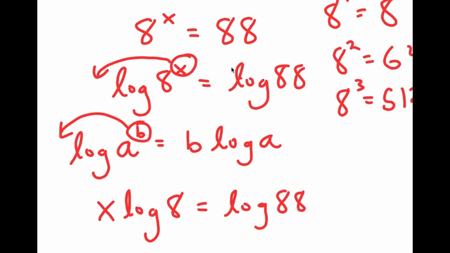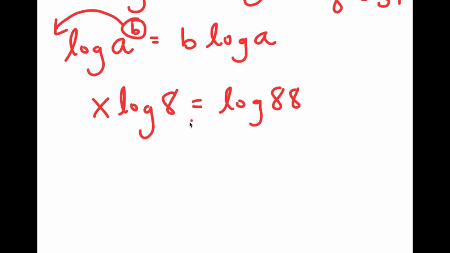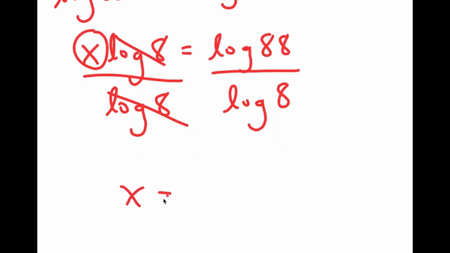So we can't really find the exact value of x when x is in exponent form. This is why we can make it into a real term using this property, and now it's much simpler to solve for it. So now I have x times log 8 is equal to log 88. And I want to isolate x because that's what I'm solving for, so I'm going to get rid of this log 8 by dividing both sides by log 8. So now these two cancel out, and I get x is equal to log 88 over log 8.